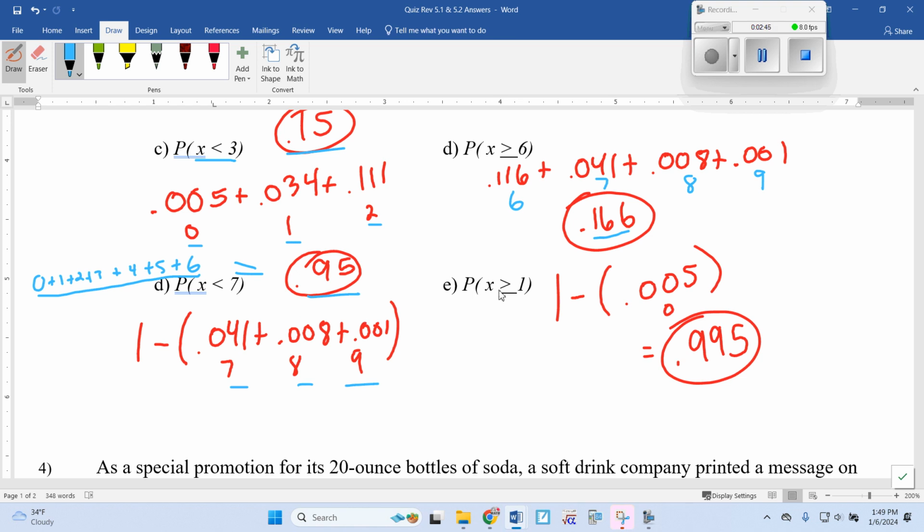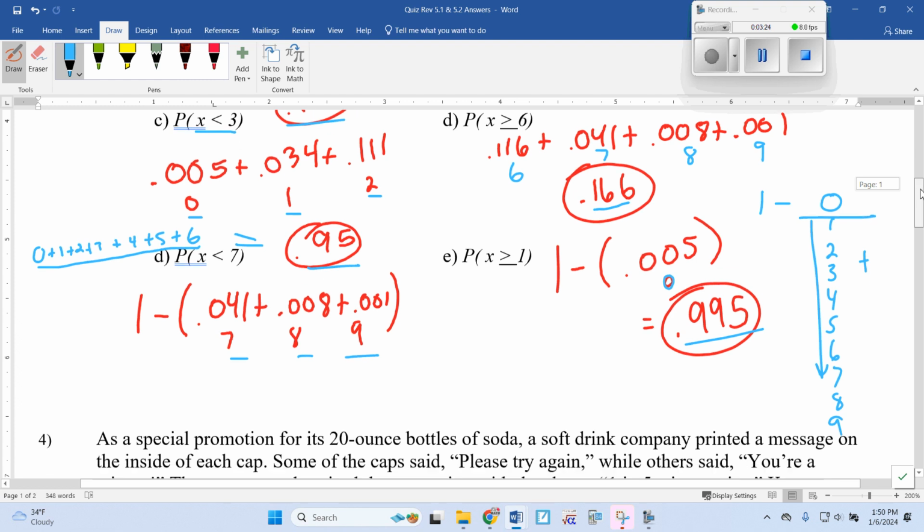If we have the probability that X is greater than or equal to 1, if we think about looking at our chart, you would have 0, 1, 2, 3, 4, 5, 6, 7, 8, 9. Greater than or equal to 1 is from here all the way down. So we could add all these up: 1 plus 2 plus 3 plus 4 plus 5 plus 6 plus 7 plus 8 plus 9. Or an easier way is to just do 1 minus the 0, which is what we did here, to get our number. Adding up all 9 numbers will work. It'll give you the same answer. It just may take a bit more work.